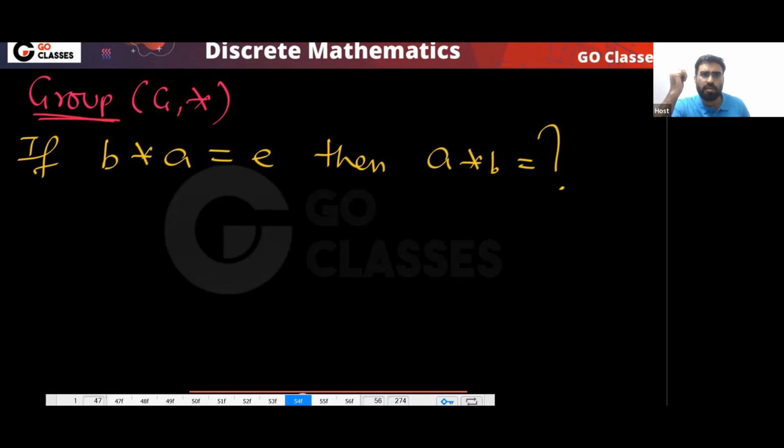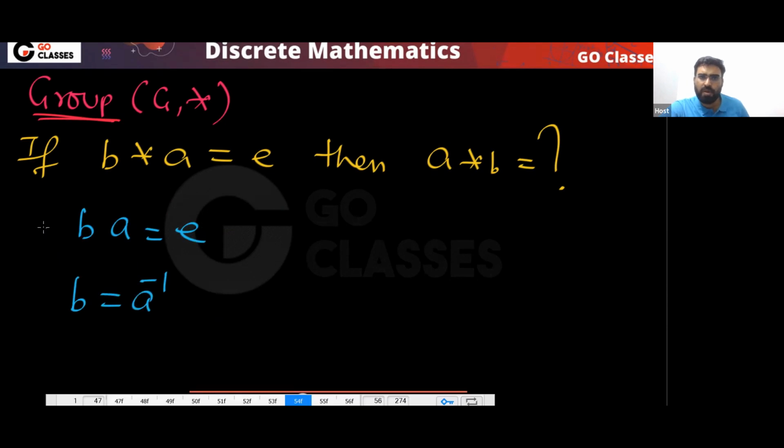So you have a group. Now you can very easily see the question is asking for A star B, if B star A is E. So tell me, if B star A is E, then what is B? From here, you can find B. You will get a unique solution. What will be B? B will be A inverse.